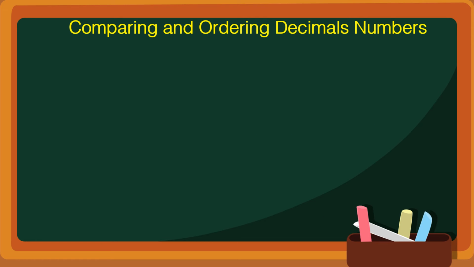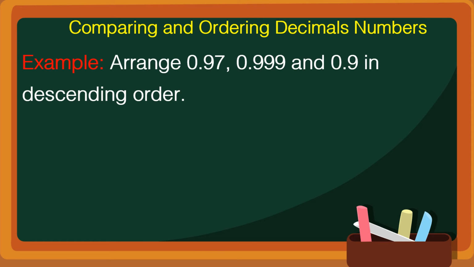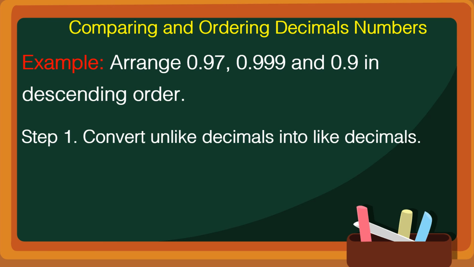Let's have another example. Arrange the given decimals in descending order. Step 1. Convert unlike decimals into like decimals. Here, the maximum number of decimal places is 3. So, write all the decimals with 3 decimal places.